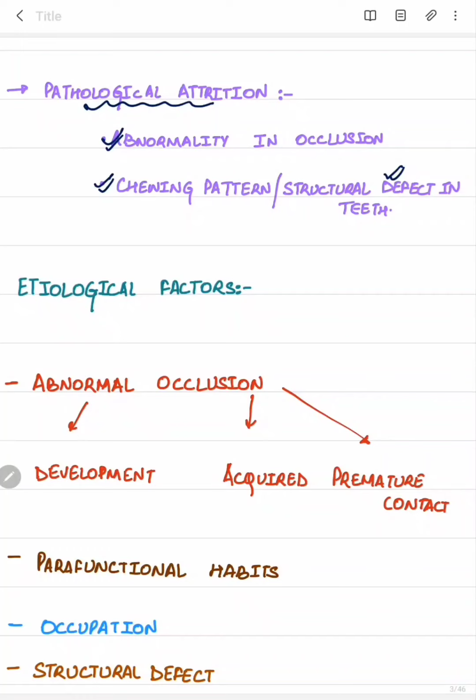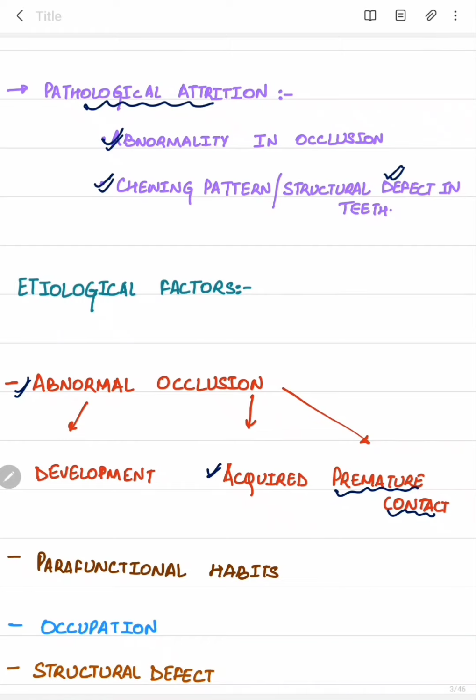Now the etiological factors of pathological attrition. It may occur due to abnormal occlusion. Abnormal occlusion can be due to developmental reasons such as crowding of teeth or certain malocclusions. The second is acquired, which may be due to extraction of teeth, which may increase the occlusal load over the remaining teeth present in the oral cavity and will result in attrition of teeth. The third one is premature contact, such as in edge to edge molar relations.